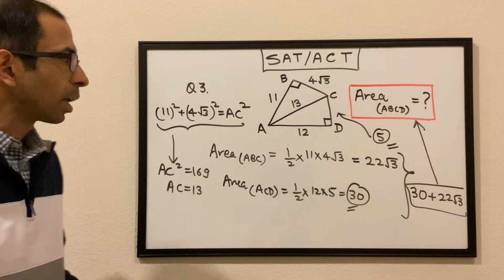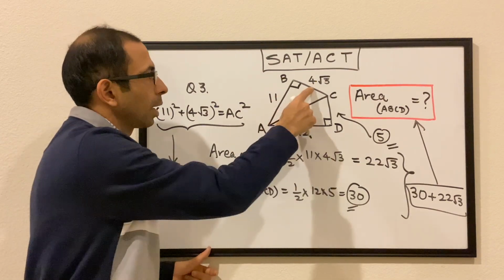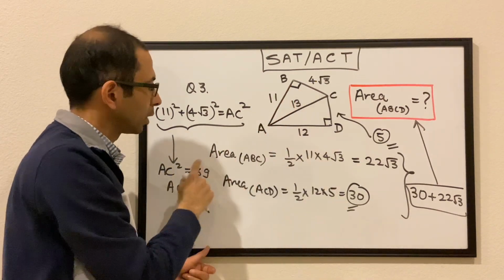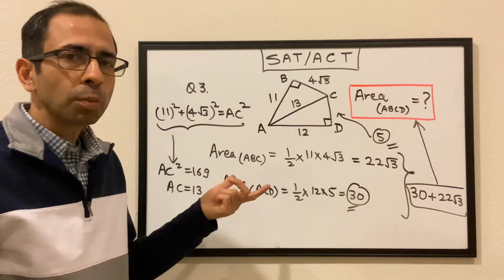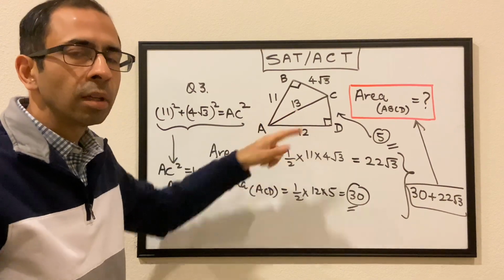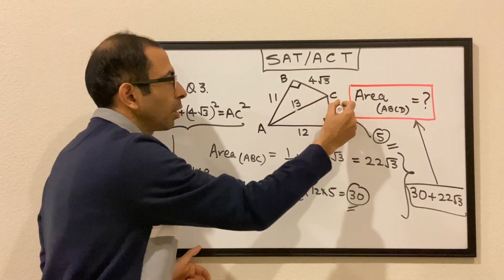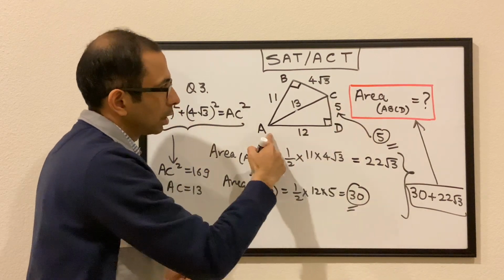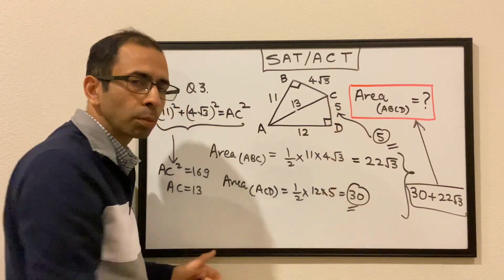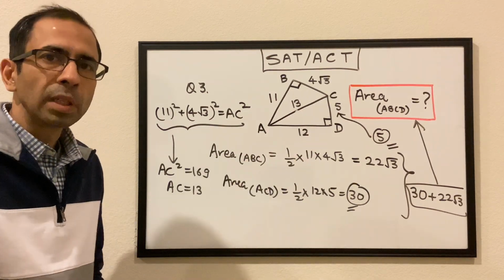So again, pretty straightforward. We had the base and the height for the above triangle, so we directly found the area, and then we used the Pythagoras theorem on the above triangle to find this side AC as 13. We again used Pythagoras theorem on the lower triangle to find this CD as 5, and then we did area of ACD is half times base times height, which came out to be 30. Hence the area of the total figure is 30 plus 22 root 3.